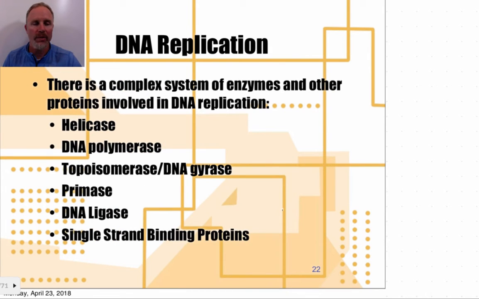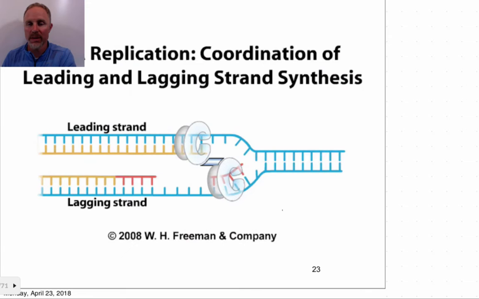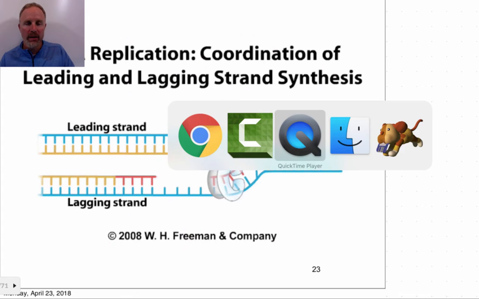Okay. So with DNA replication, there's a complex system of enzymes involved, and we're going to go through each of these in terms of what they do. So you have helicase, DNA polymerase, topoisomerase, which is also sometimes referred to as DNA gyrase, primase, DNA ligase, and then some single-strand binding proteins. So here's a quick video that I want you to watch, and then we'll go through it, and then we're going to come back and watch this again at the end, and I'll be more than happy to go over it with you in class if you have questions about it too. Okay?